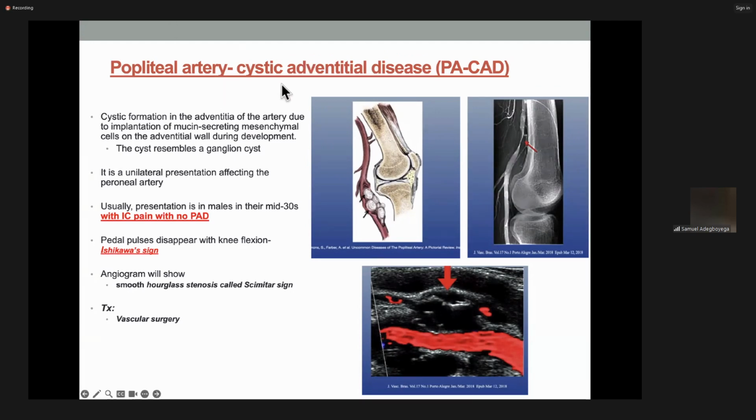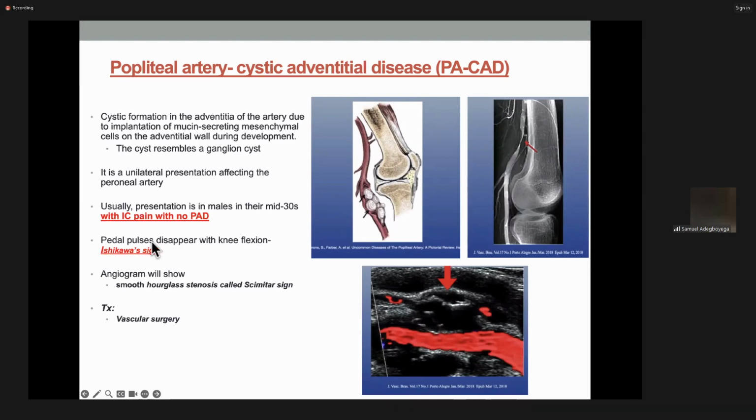So with popliteal cystic adventitial disease, you guys know that already. A cyst has formed in the adventitia, which is also called the tunica externa. That's compressing the intima and will narrow the lumen. Listen to this; it's very important. Clinically, when you flex the knee, it will cause disappearance of the pedal pulse.